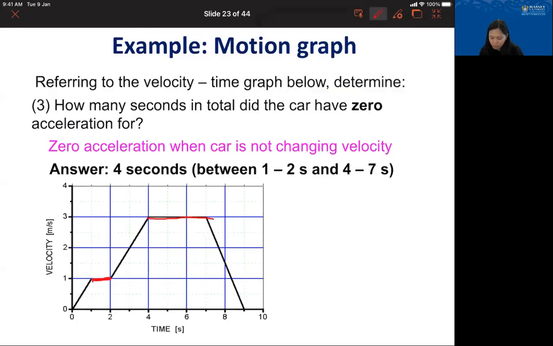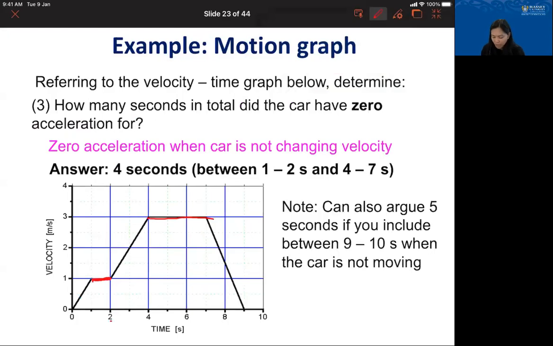Right. Then you have, that's not 4 seconds. This is actually 1 second. Yeah, 4 seconds in total. But you can also argue 5 seconds if you consider this as part of the motion graph as well. So constant velocity means zero acceleration. Any question about this example?